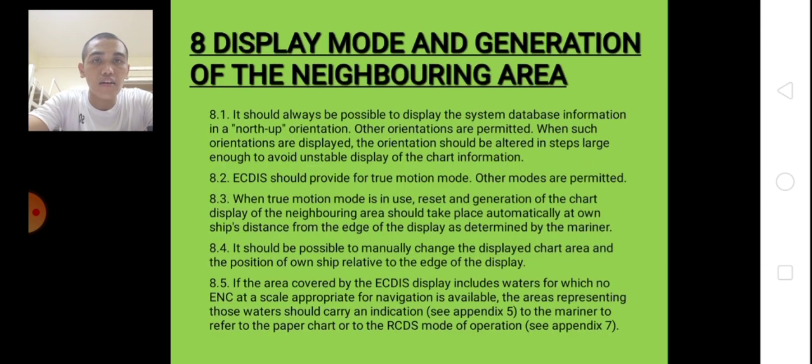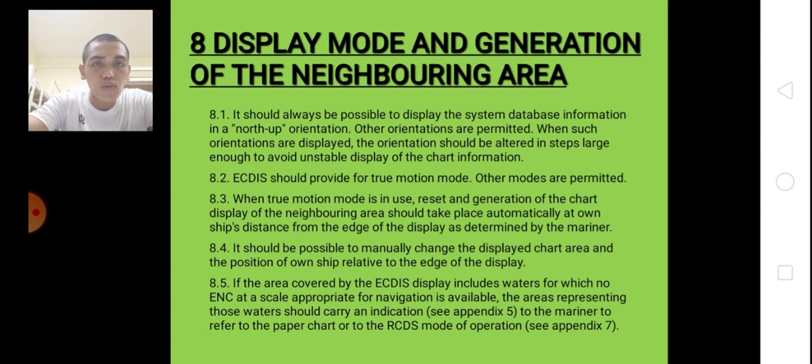Next is the 8, display mode and generation of the neighboring area. So 8.1, it should always be possible to display the system database information in a north-up orientation. Other orientations are permitted. When such orientations are displayed, the orientation should be altered in steps large enough to avoid unstable display of the chart information.